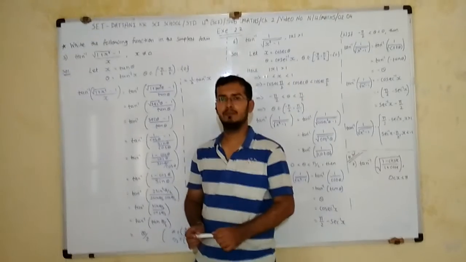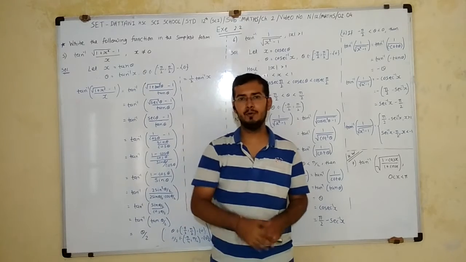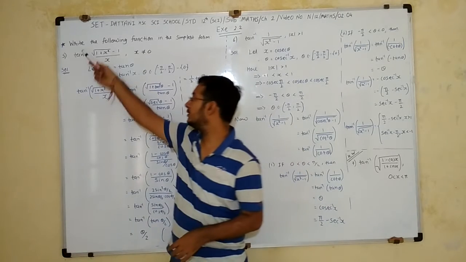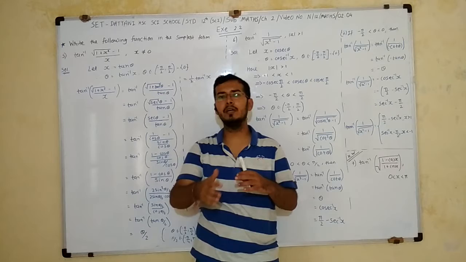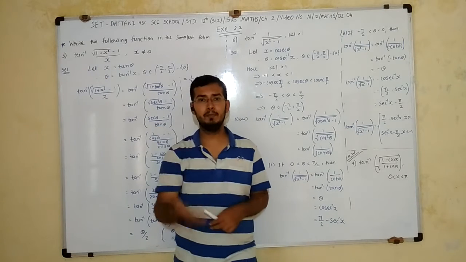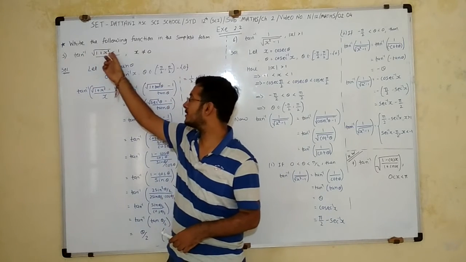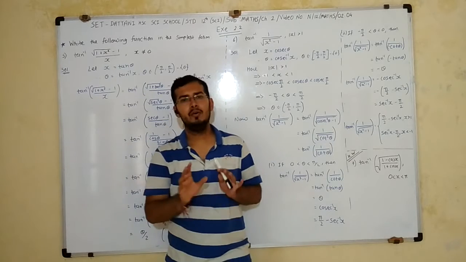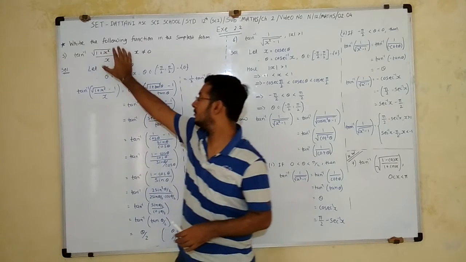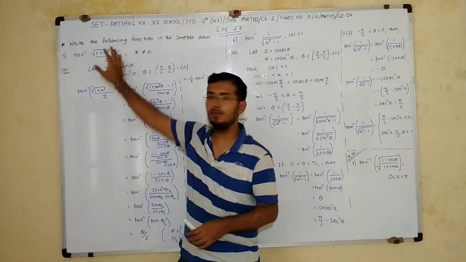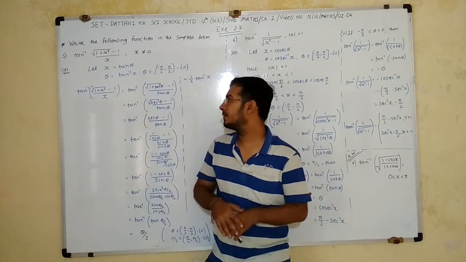Now, first of all, we have proved this sum. Now the next one is: write the following function in the simplest form. We have to convert the question into a simple way. So first, tan inverse of root 1 plus x square minus 1 upon x. Okay, in this sum we have to make it into tan form. This thing converts into tan form. So we get the tan inverse and tan.